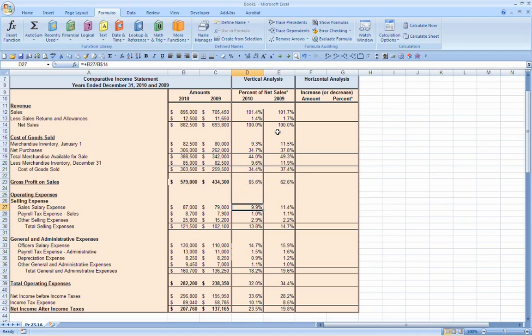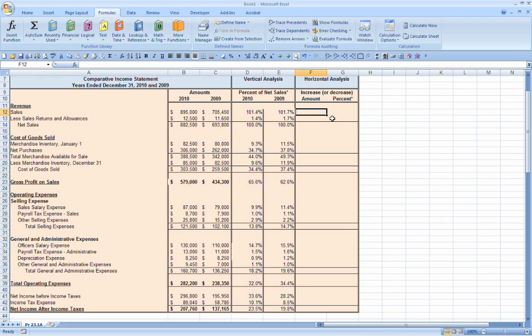This is good. Salaries and wages, while they're up in total dollars here, they are down as a percentage of sales. Excellent. Other selling expenses are up as a percentage. That's not good. Officer salary is down as a percentage, and total G&A is down as a percentage. Net income before income taxes is up. My income tax expense is up, but overall I'm better off as a result. Okay, so that's the vertical analysis. We convert everything up and down based on net sales.